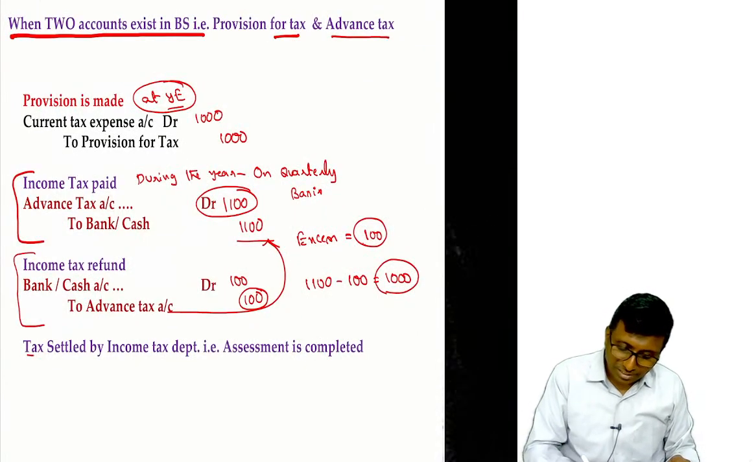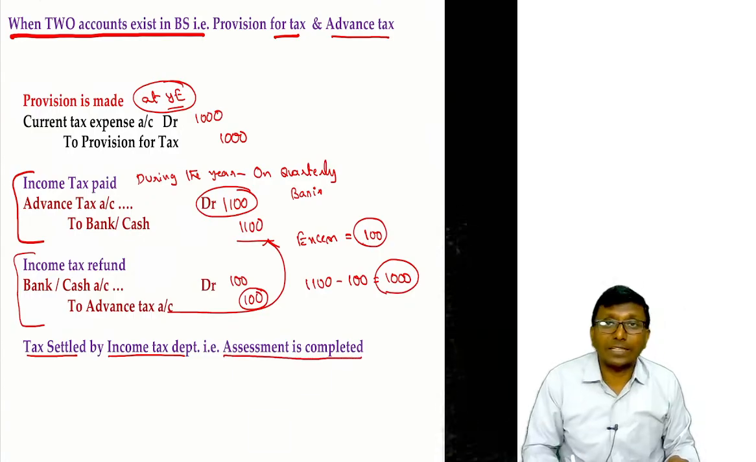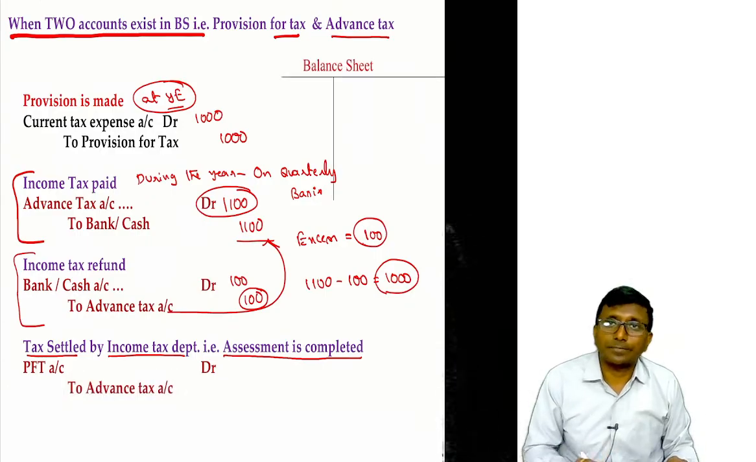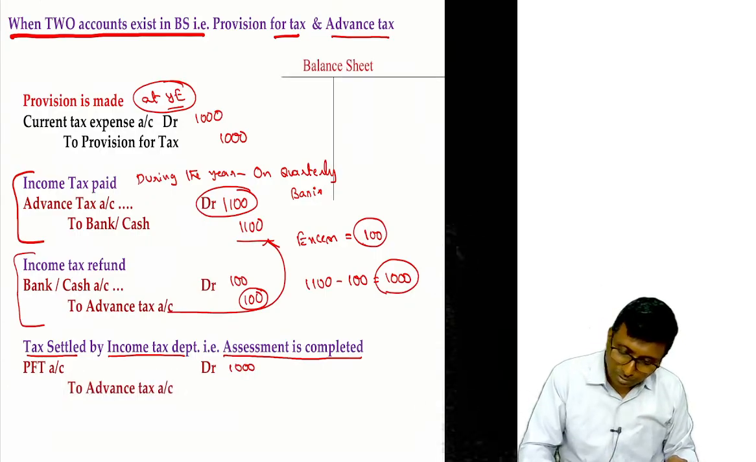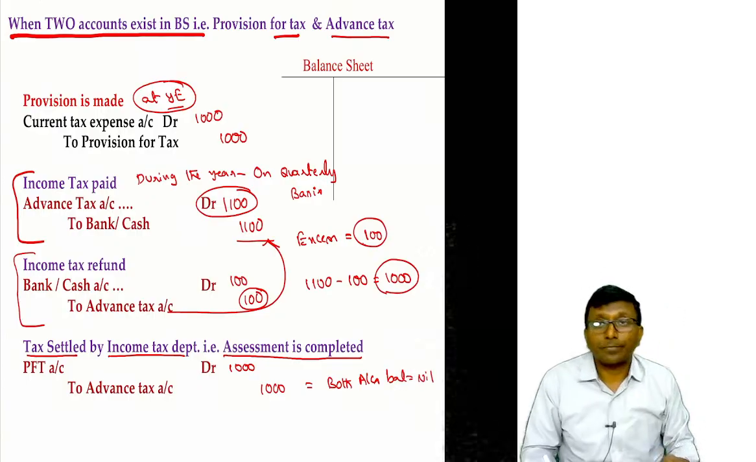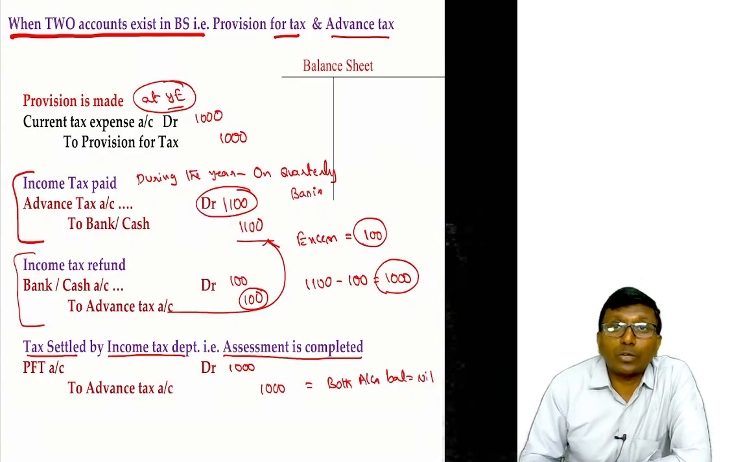So tax settled by the income tax department means assessment is completed. What is the journal entry you record? Provision for tax account debit, advance tax account credit. Same 1000 rupees in both the accounts. Now both the accounts' balance is equal to nil. Like that it will happen with respect to income tax.